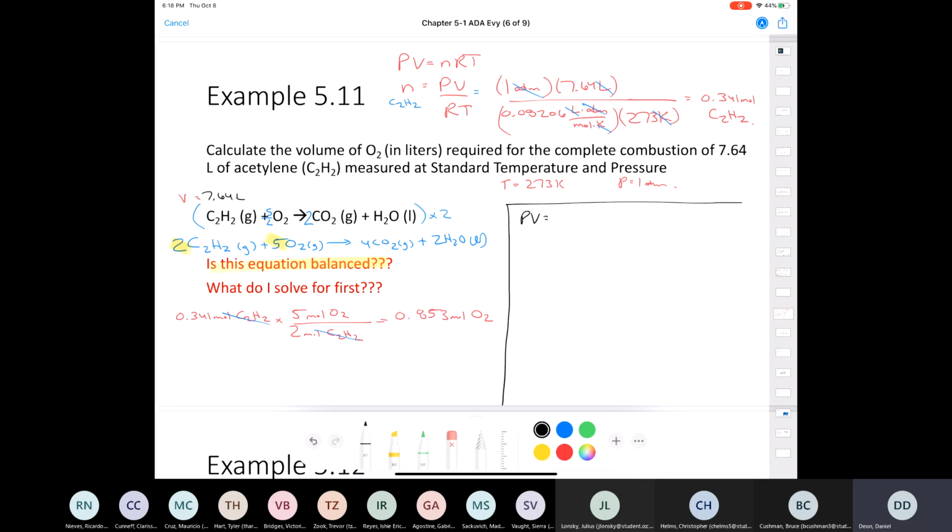Now I can take that number of moles of oxygen and plug it into the ideal gas equation, PV is equal to nRT, and I can solve for the volume of O2, which is the number of moles of O2 times the gas constant times the temperature divided by the pressure. I have the number of moles of oxygen, 0.8. I'm going to run out of space here, aren't I? Do it here.